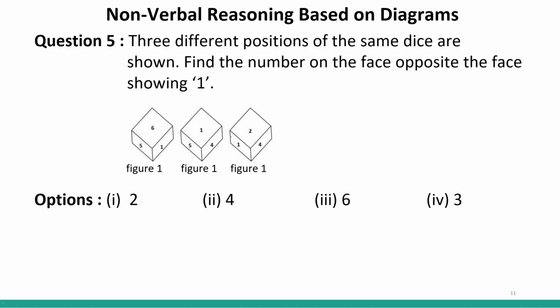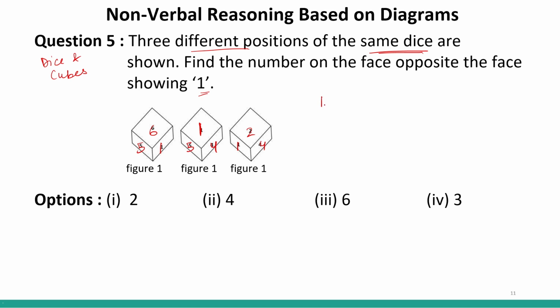Question number 5. This is a question of dice and cubes. Over here 3 different positions of the same dice is shown. So this is the same dice just kept at 3 different angles or 3 different positions. And we have to find the number that is opposite to 1. So 1 is over here. We have to find the number that is opposite to 1. We have 1, 5, 6, then 5, 4, and then 1, 4 and 2.